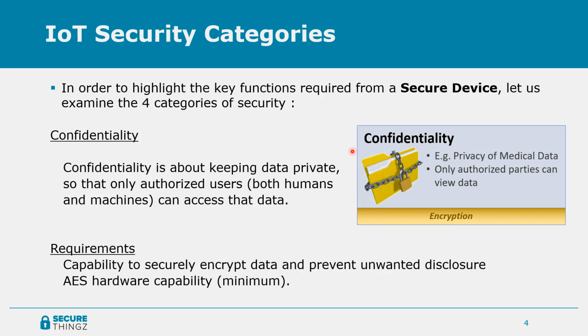So let's look at some of the categories we'll be covering. Confidentiality. This is a very important one and covers the whole process of encryption. This is about keeping data private and only accessible to authorized users. Here we're using AES type technology, RSA, ECC technologies, encryption, keys, etc.